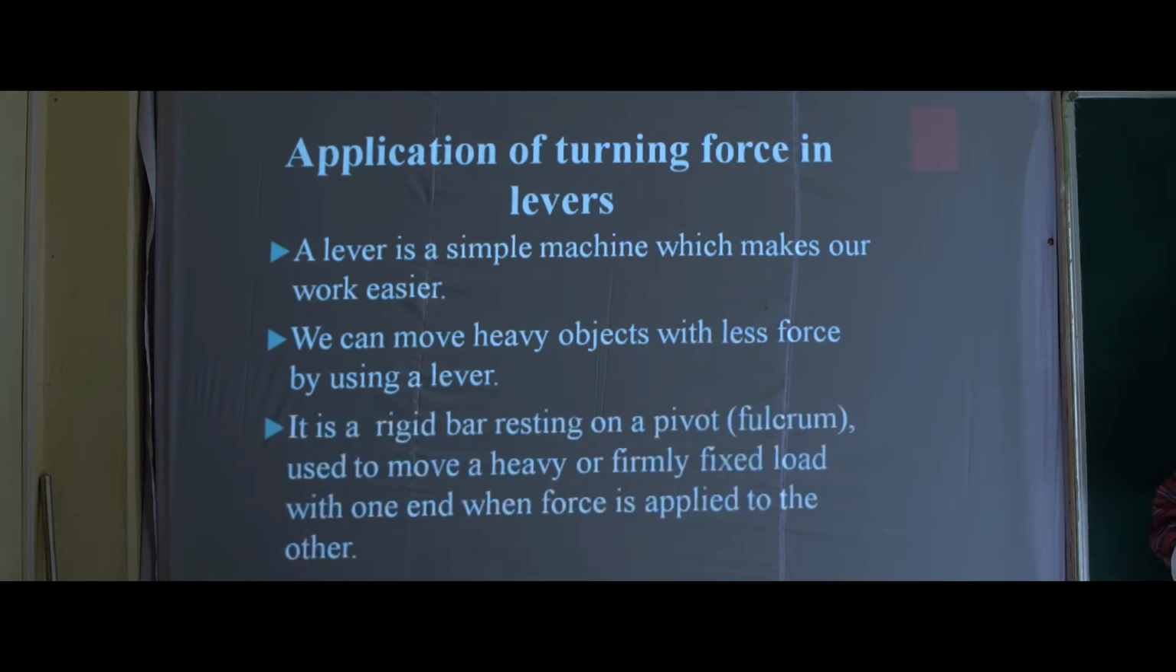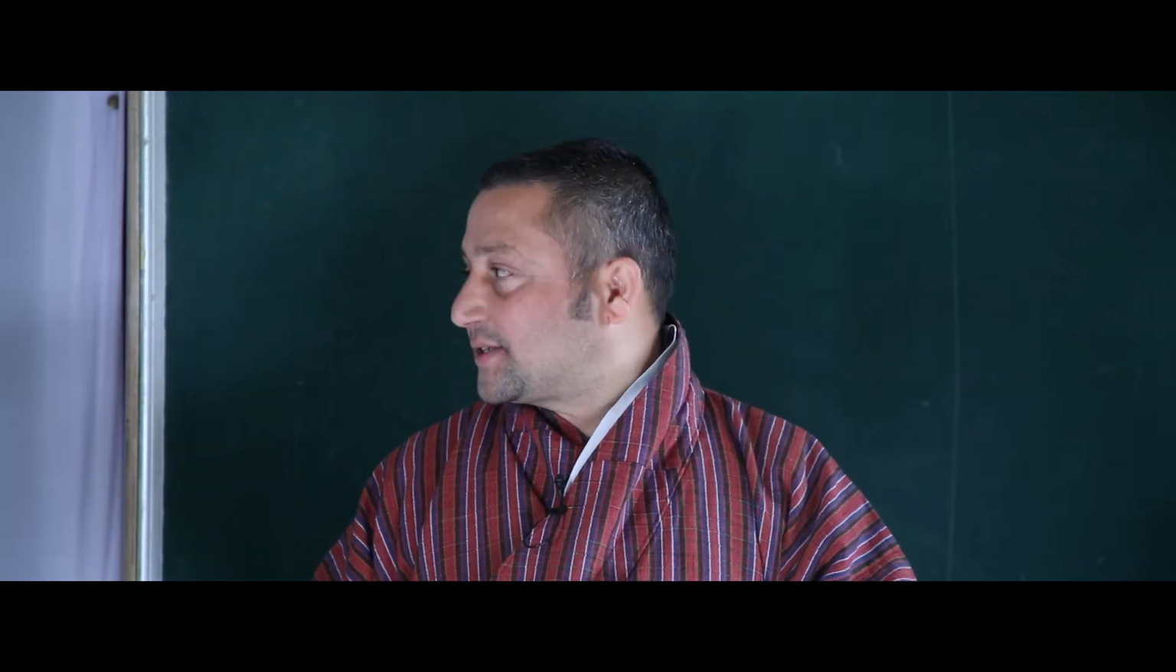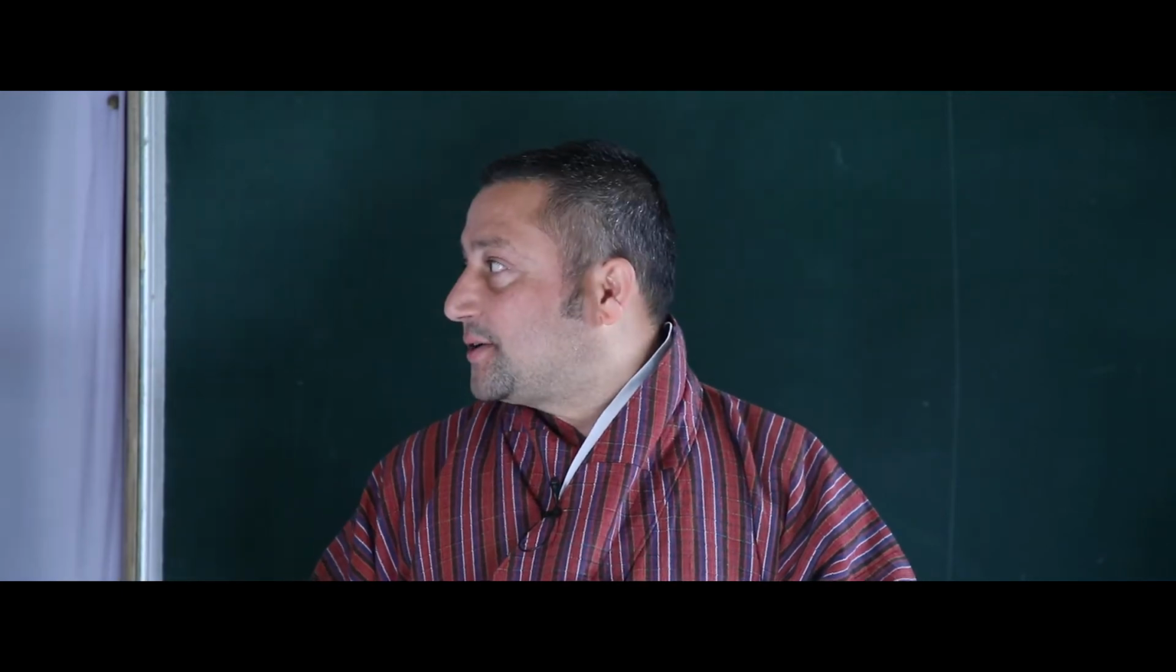Next, to make it even simpler, it is a rigid bar or rod resting on a pivot, also called fulcrum, used to move a heavy or firmly fixed load with one end when force is applied to the other. This is the definition. No matter if you don't get this, we also have a picture for you. So let's go and look at it.